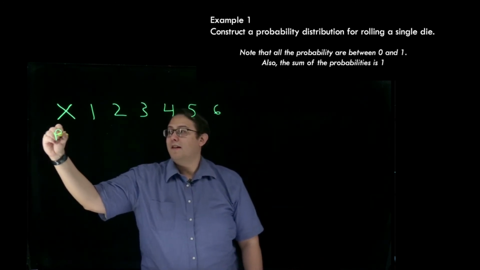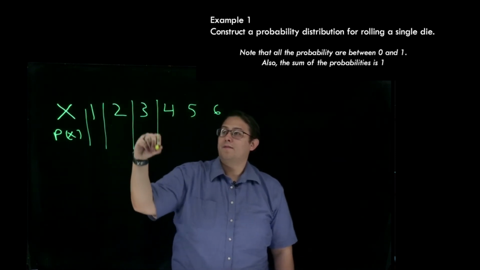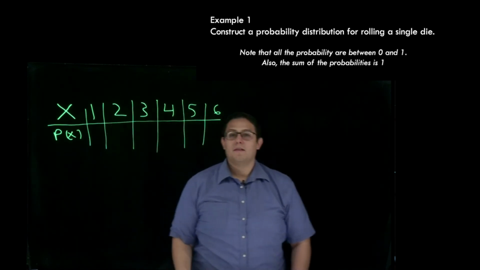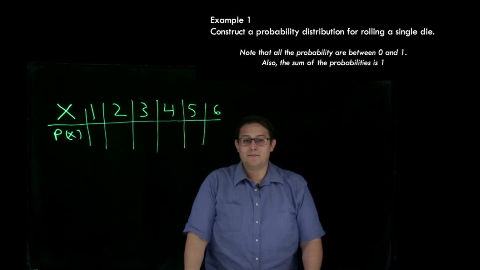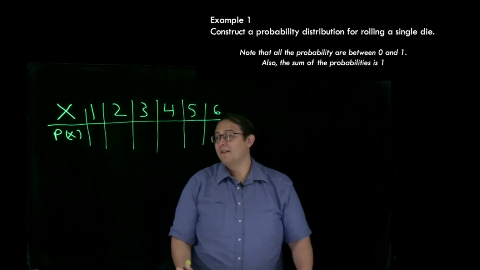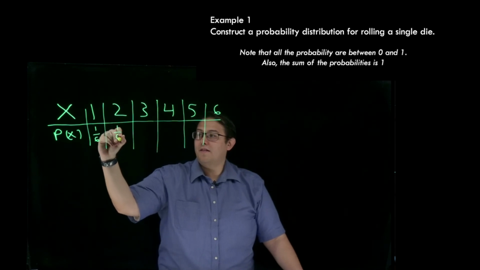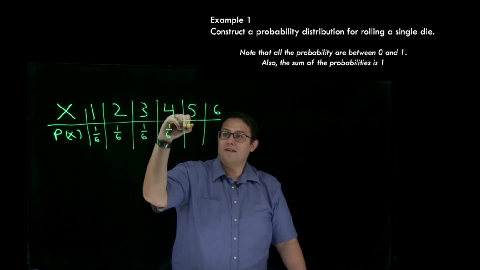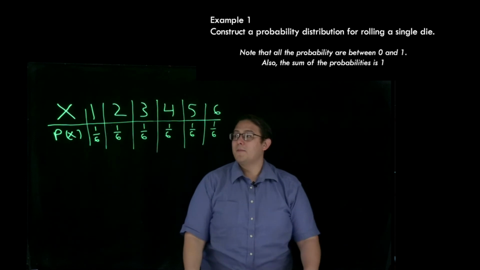All right, and then the probability of each. If you have a fair die and you roll it, every number has an equal chance of being rolled. There are 6 sides to the die, and each has an equal chance. So 1 has a 1/6 chance, 2 also has a 1/6 chance, and 3 is 1 out of 6. 4 is 1 out of 6, 5 is 1 out of 6, and 6 is also 1 out of 6.